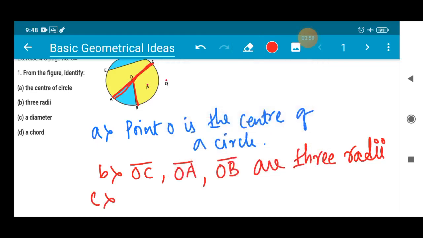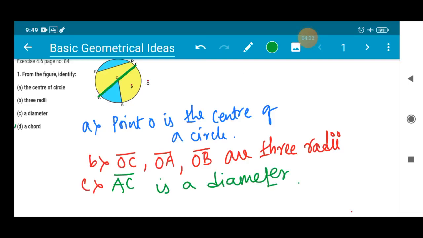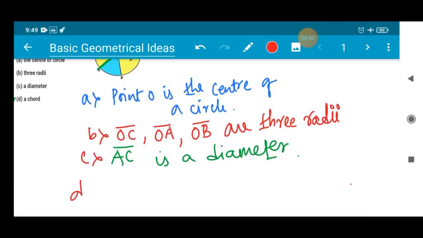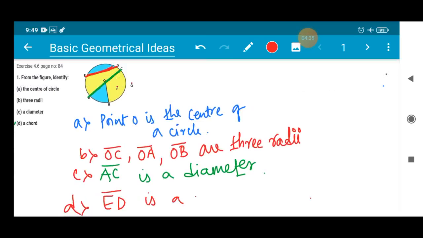Next, C, a diameter. You all know a diameter is a line segment that passes through the center. Suppose this is a line segment here passing through the center. Here you have to give the full name. You cannot give OAC, you will be giving AC, since I am considering only the line segment. So AC is a diameter. Now the next question, a chord. What is a chord? A chord is a line segment that doesn't pass through the center. So ED is a line segment that is not passing through the center, so ED is a chord.